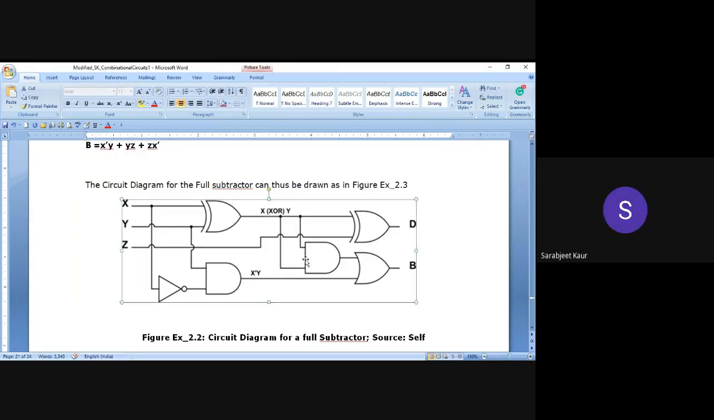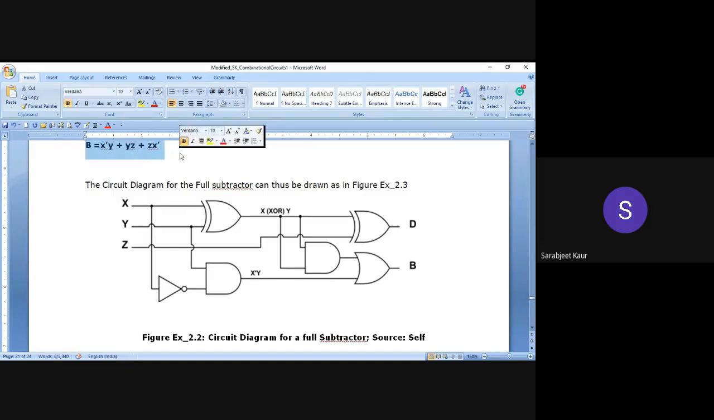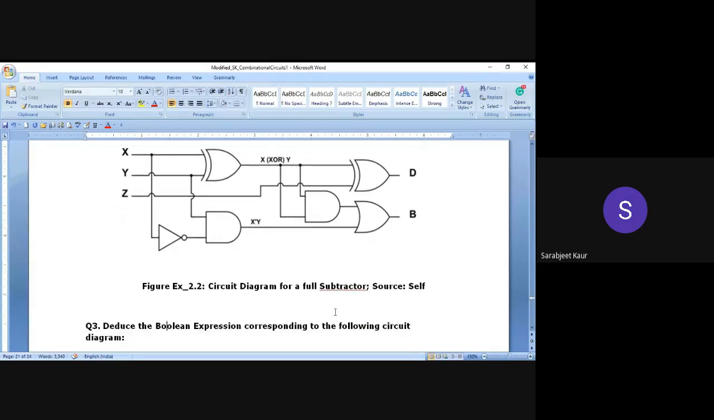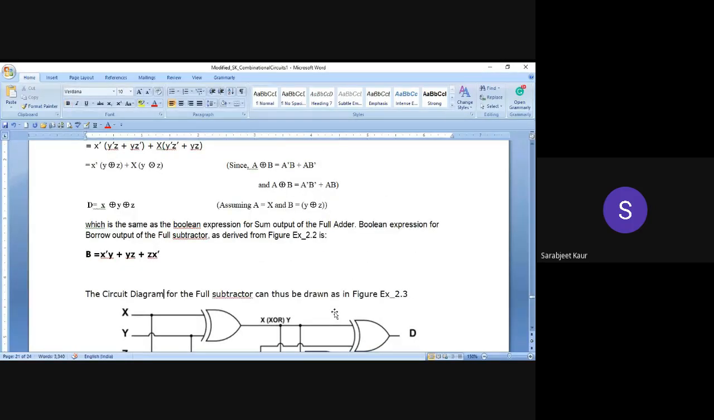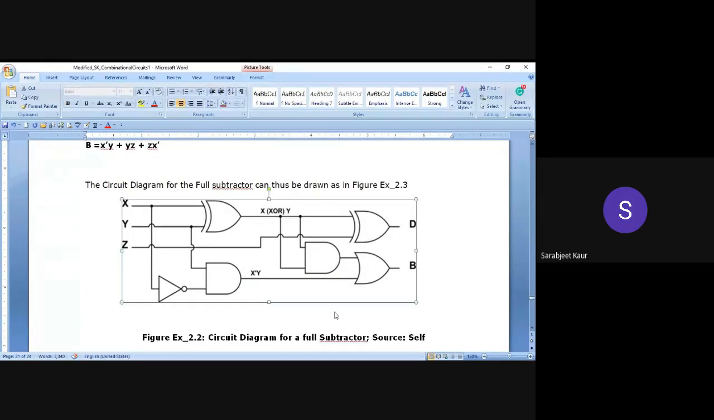The reason is that this expression of borrow of the full subtractor, and of carry of the full adder, can also be represented using the XOR gate. So sometimes if you're not given three AND gates, or as we may see later, if we construct a full adder from two half adders, then what do we have with us? We have two XOR gates, right?